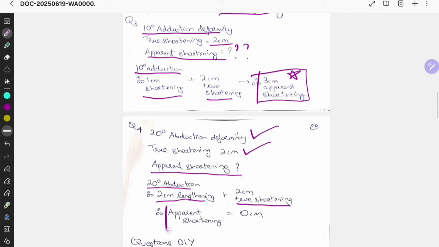So what would the apparent shortening be? The apparent shortening would be 0 centimeter. So the resultant limb length discrepancy in which the patient presents is 0 centimeter, because the shortening of 2 centimeter is being compensated by lengthening for the compensation of 20 degree abduction deformity.